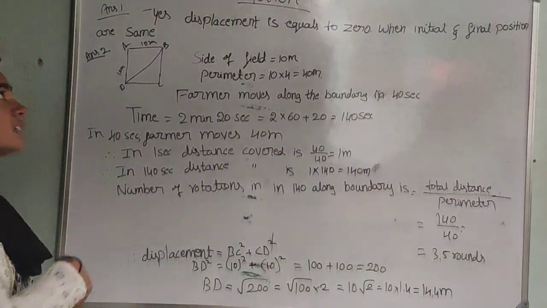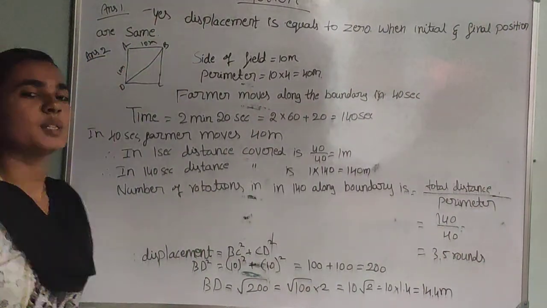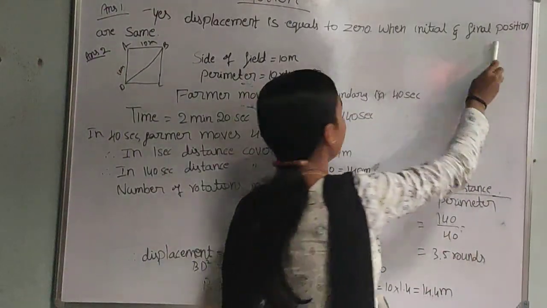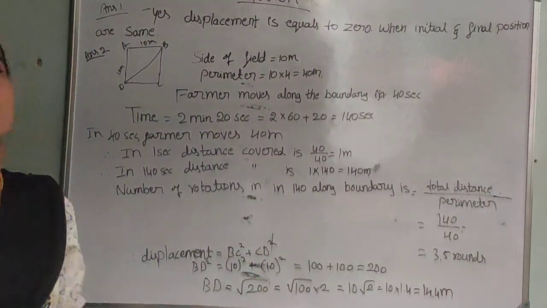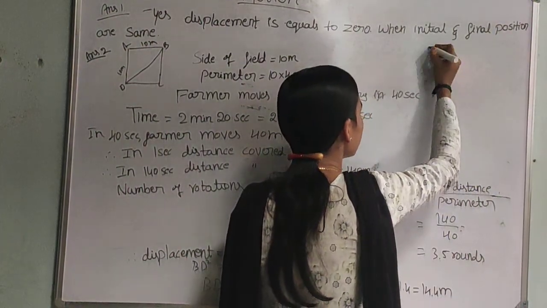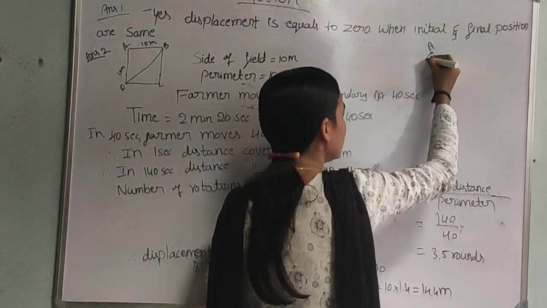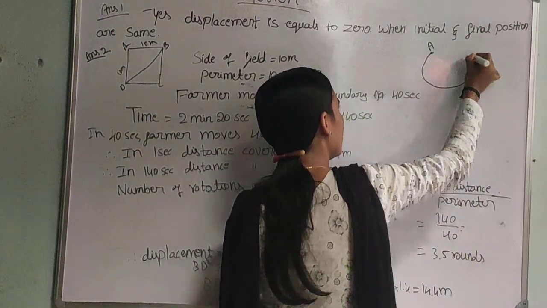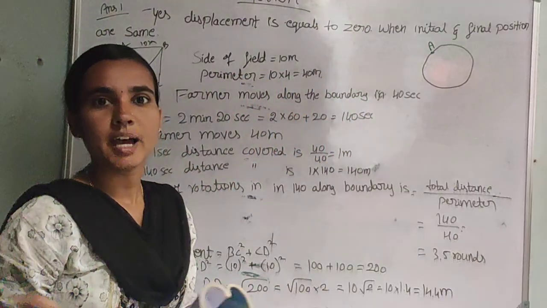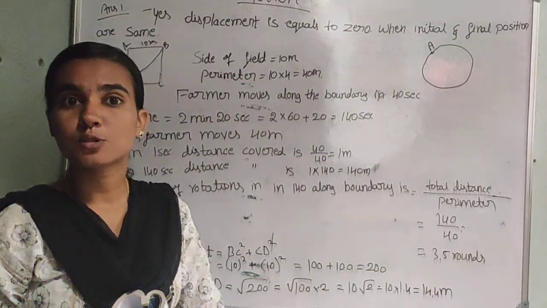So here our answer is yes, the displacement is equal to zero, when the initial and the final positions are the same. So here an object is there, this is position A, it starts its journey and comes back to the same position. At that time its displacement is equal to zero.